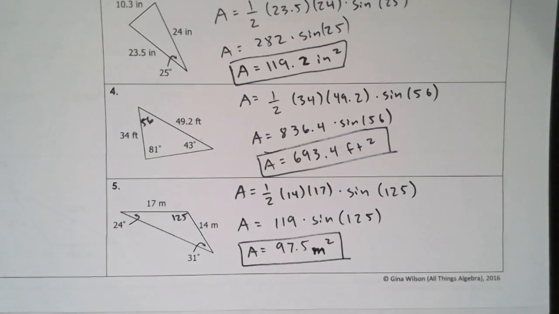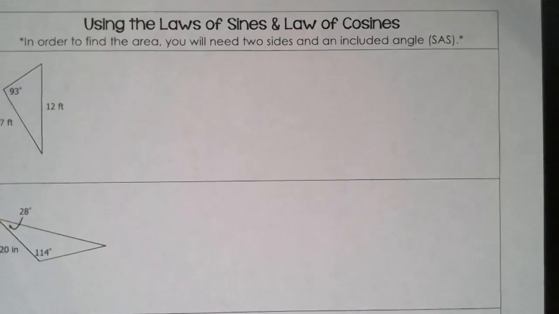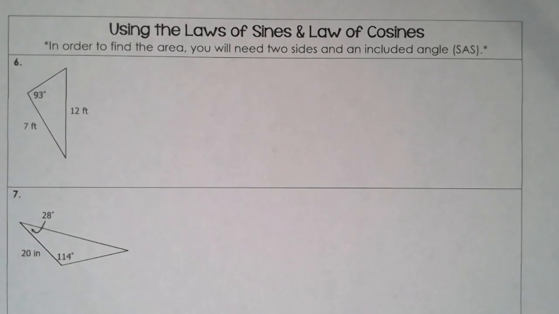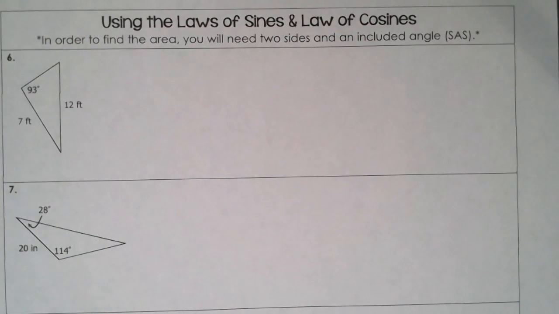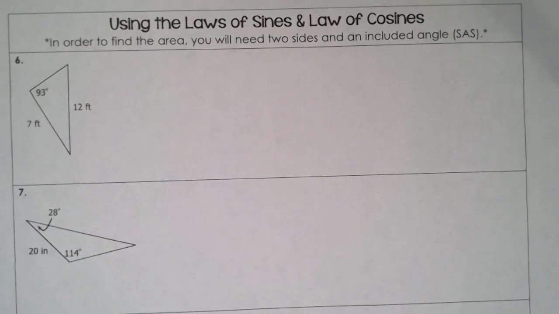Okay, so the next page right here says, using the law of sines and law of cosines, in order to find the area you will need two sides and an included angle, in other words. So this one puts it all together. You're going to use law of sines, law of cosines, and then once you find the necessary information, you can plug into your formula for area, and then you find the area. Basically, that's all. That's what we're doing on this page.